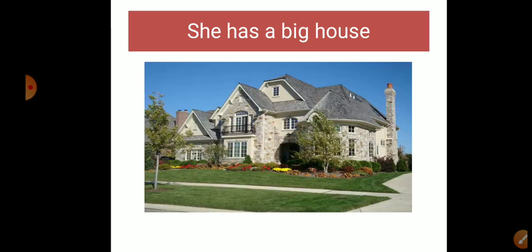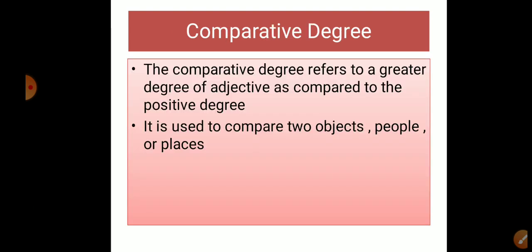One more example. She has a big house, or she has a huge house, she has a beautiful house. All these sentences come under the positive degree. So here we don't have any comparison. If we want to compare with someone, there is a positive comparison between two things. Both things are equally important. Such kind of comparison we make in the positive degree.